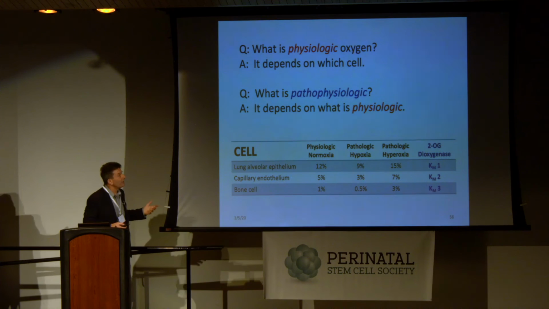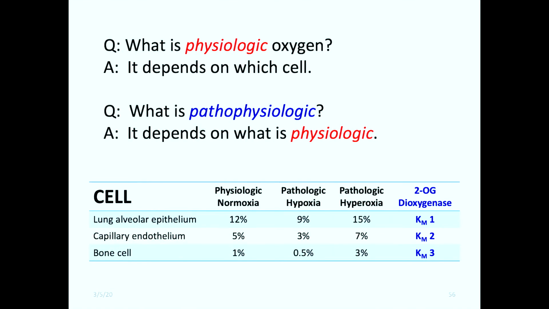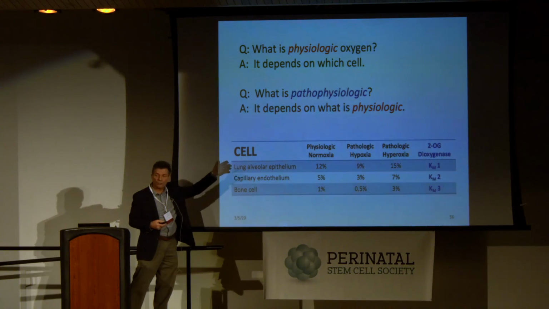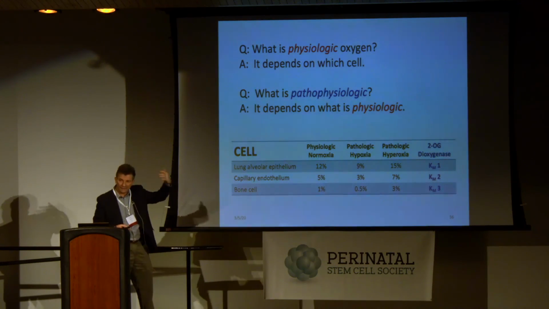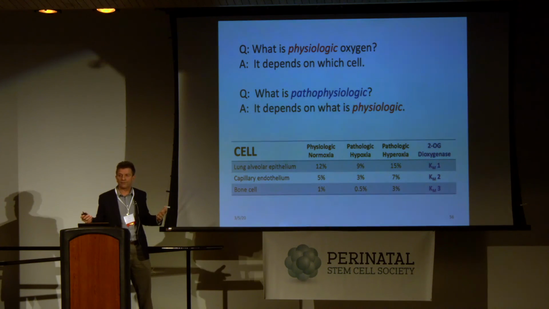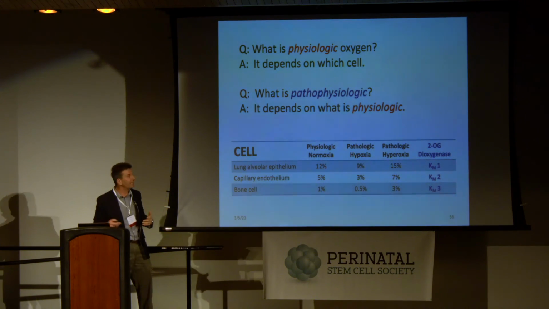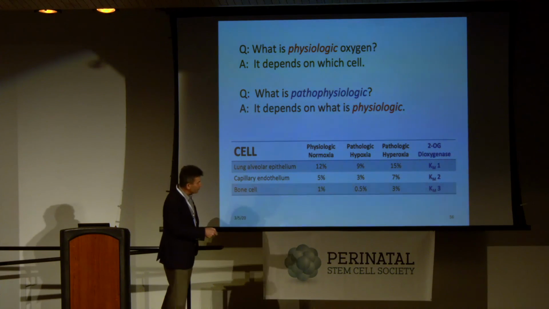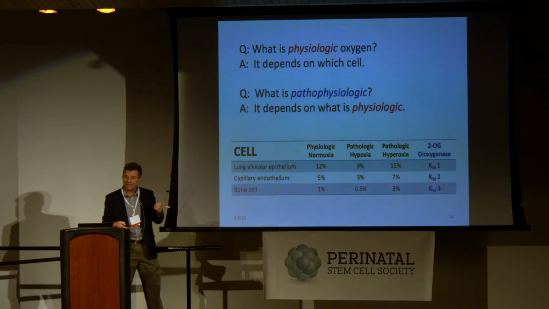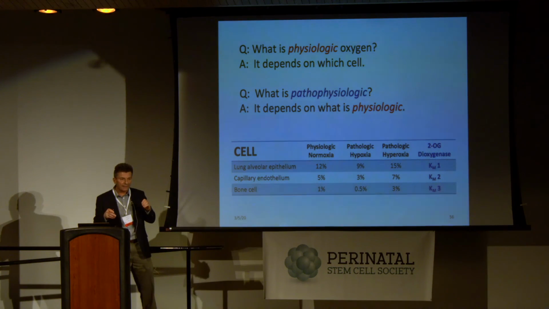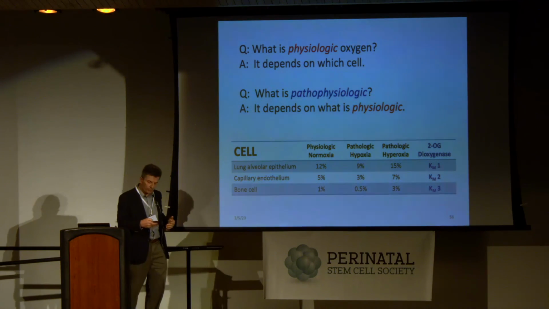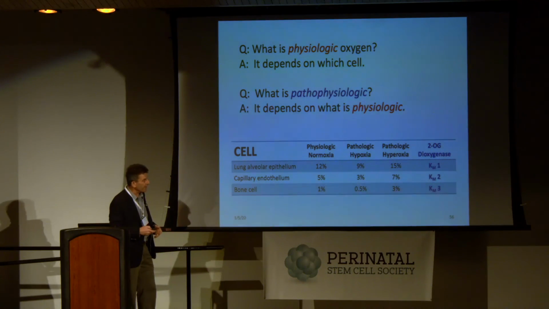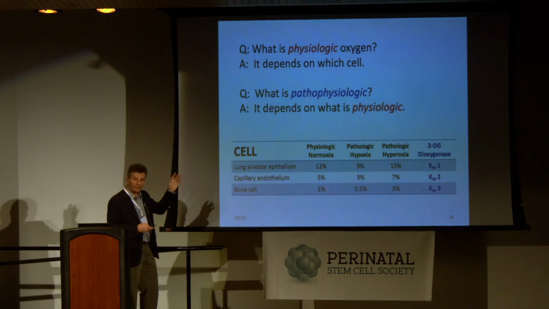So, what's a physiologic level of oxygen? Well, it depends upon which cell. A bone cell might be normal at 1. A lung epithelium might be normal at 12. And the next question is, well, what's pathophysiologic, which the cells want to respond against? Well, that depends upon what's physiologic. And in every case, what you've got is these dioxygenases with different affinities monitoring this and making sure that they respond appropriately for every different type of cell in the body. And these enzymes are everywhere.